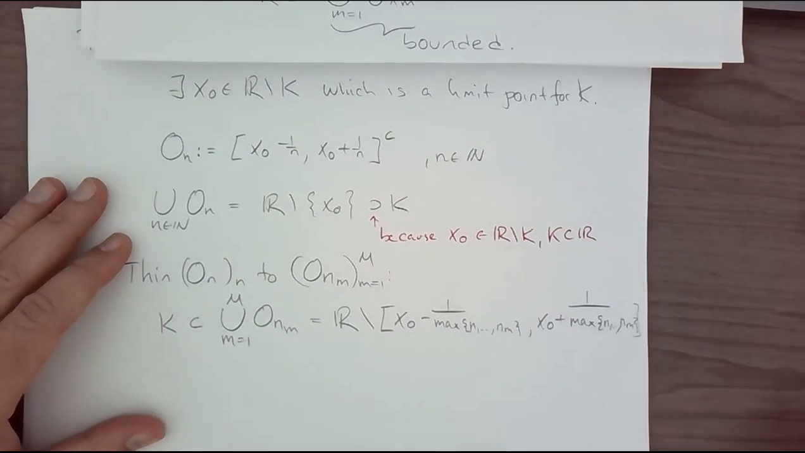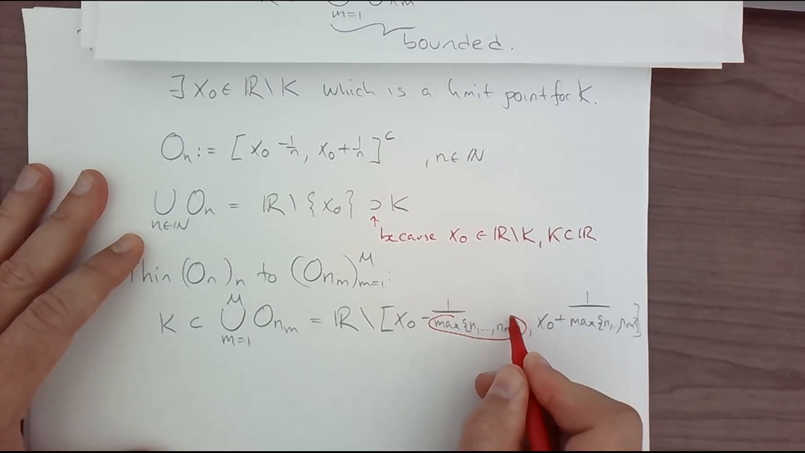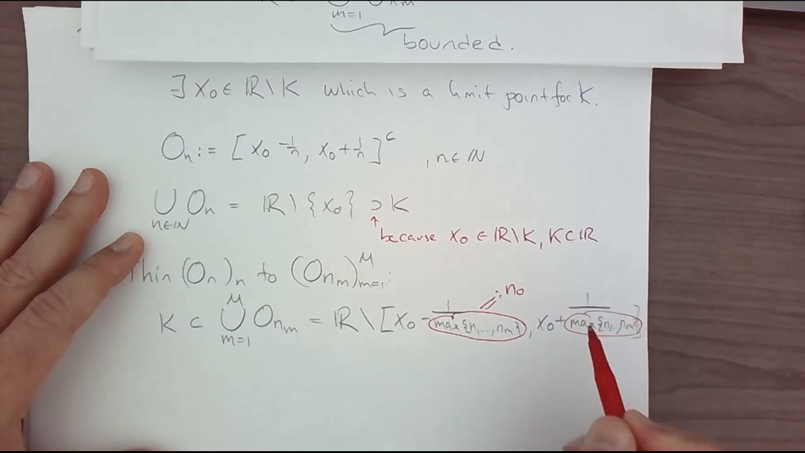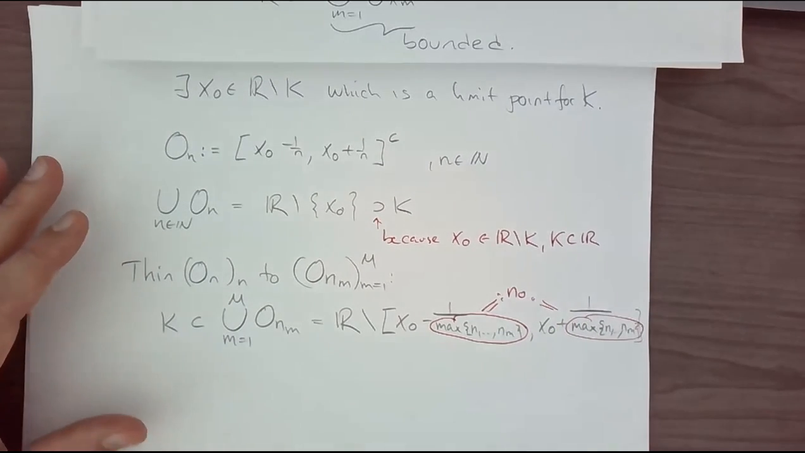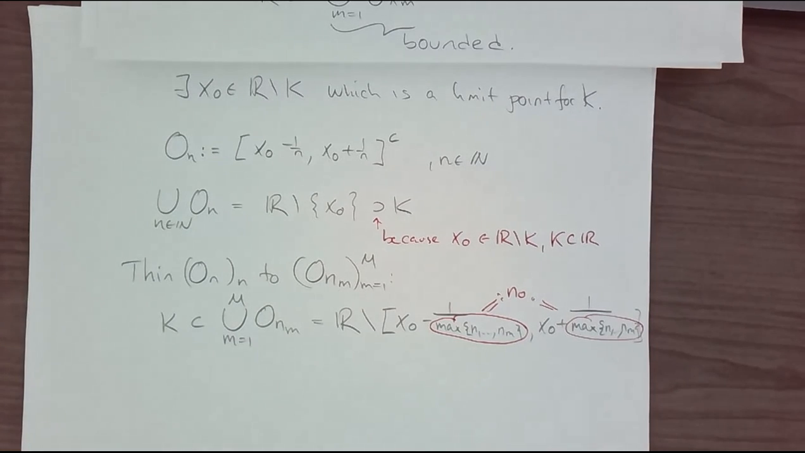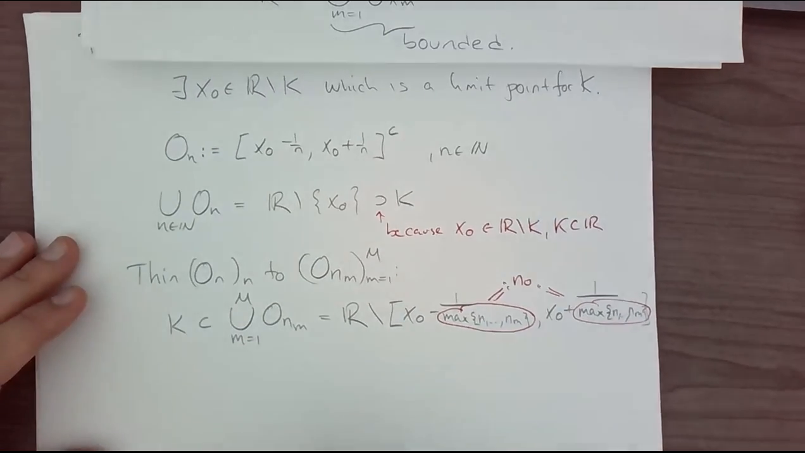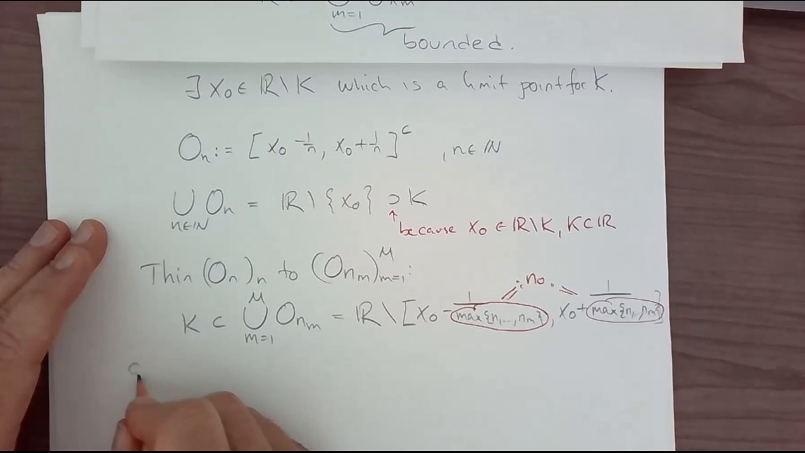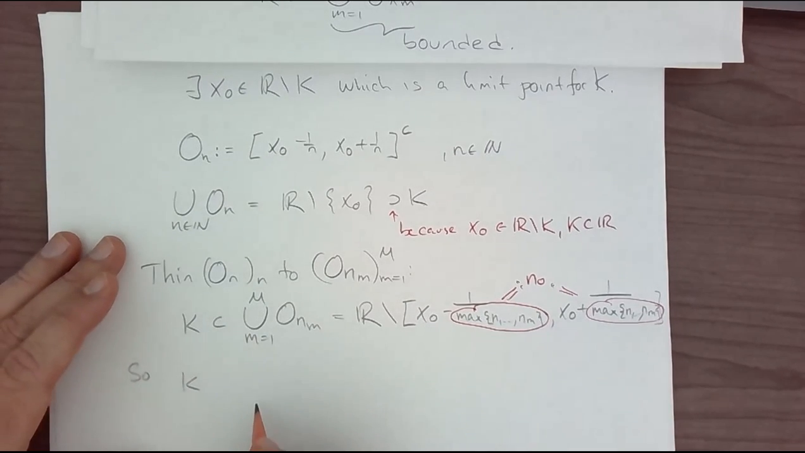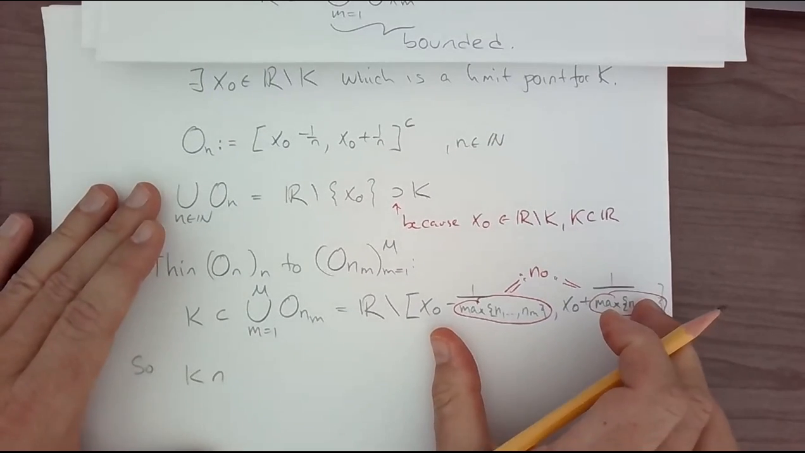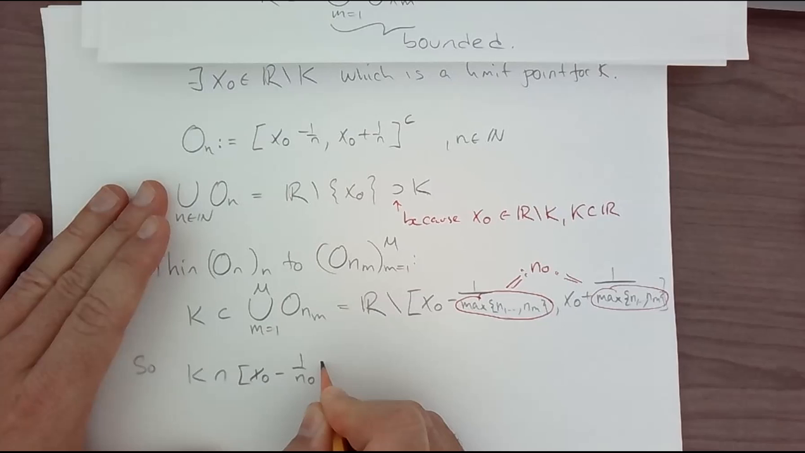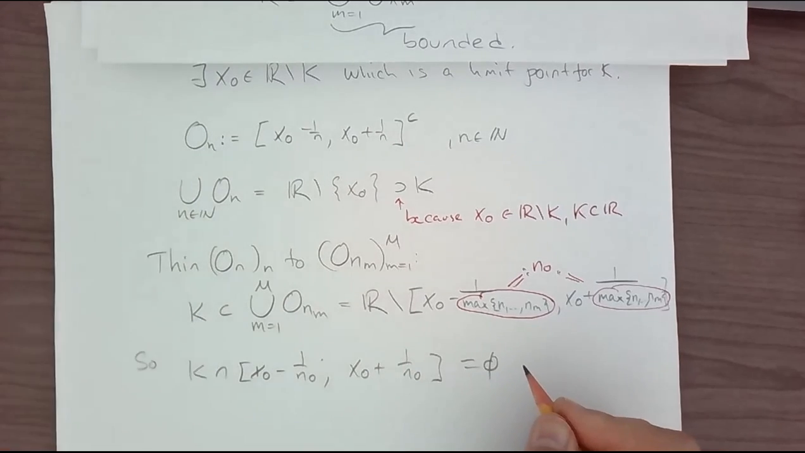And this is too much to write, so I'll start calling this here, I'll call this thing here n0, and it's the same one as what you have over here. So what we see here is K is inside this object's complement. So if I take the intersection with this set, it won't work. It's going to be empty. Here I have x0 minus 1 over n0, comma x0 plus 1 over n0. This is going to be empty.